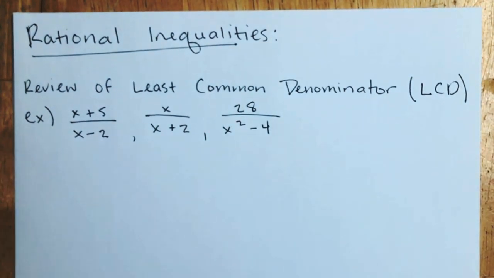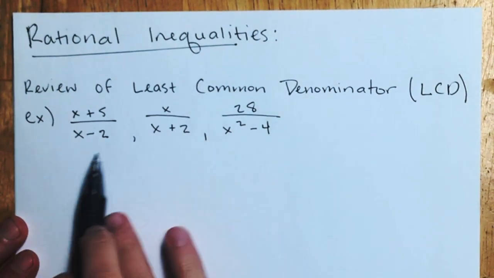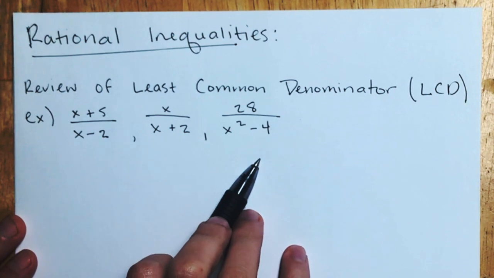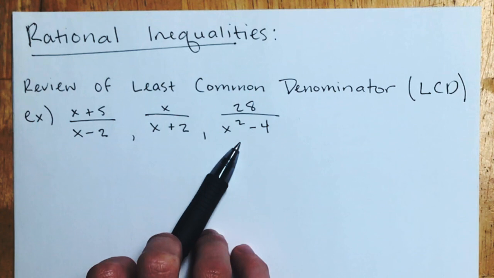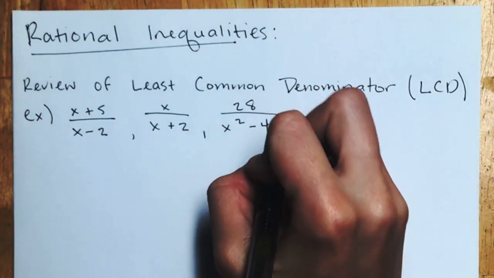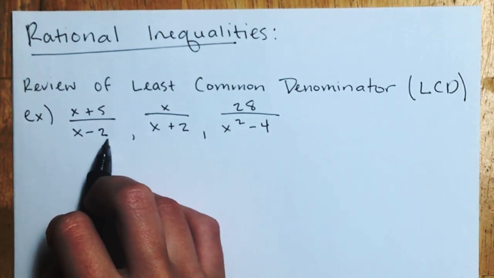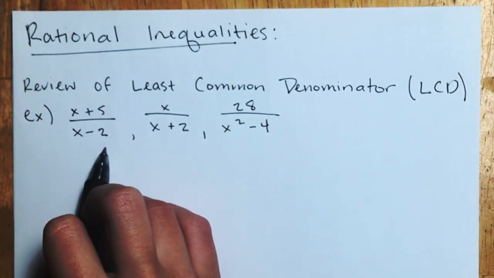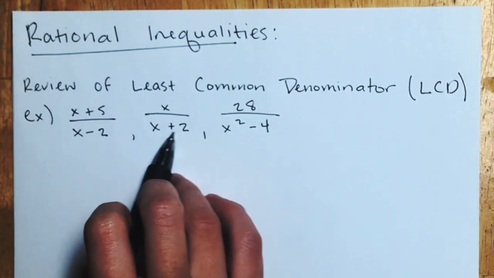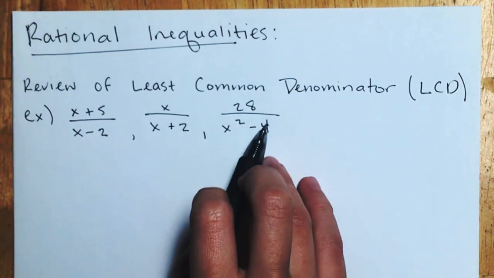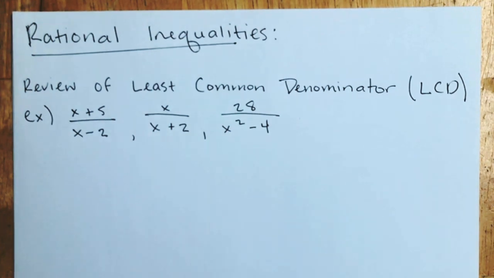Let's say I was given the three following rational expressions, and the instructions are to find the least common denominator. In order to do that, we just need to collect the factors of the bottom. So let's find all the factors of the bottom. Over here we have one factor of x minus 2. Remember, it's not two separate factors, it's one factor, x minus 2. Here we have another factor, x plus 2. That's one factor. And here we've got x squared minus 4.